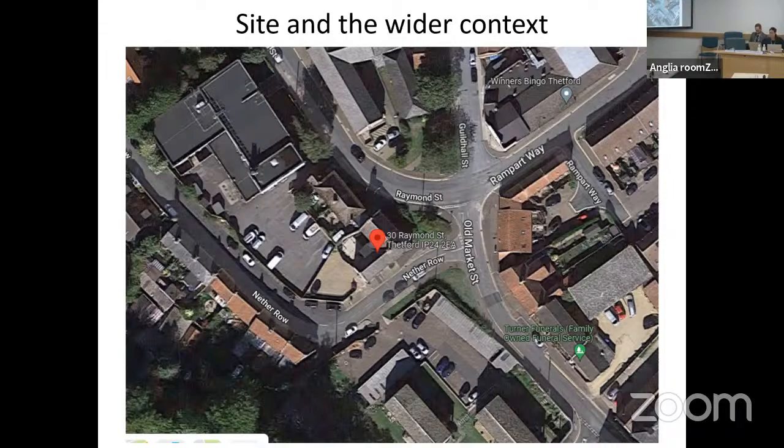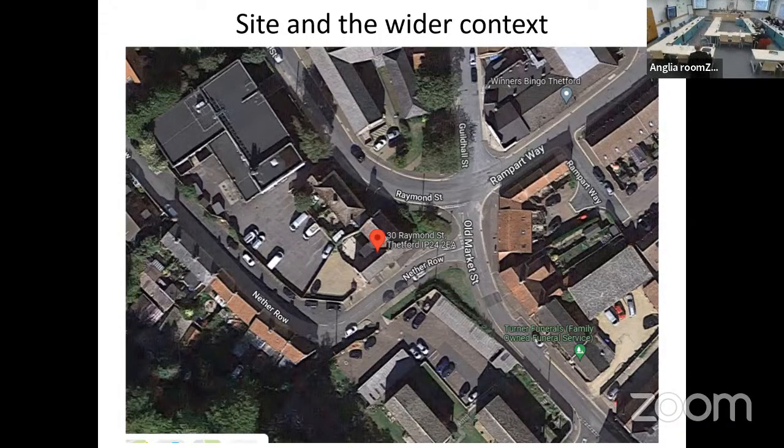So here's the building. You notice its corner location in terms of 3 roads, so Raymond Street, Old Market Street and Nether Row, and that little red arrow there is where we are, 30 Raymond Street, this L-shaped building. And you'll note the courtyard area to the rear, which is hard standing, currently used as parking. So the building itself is a residential dwelling.